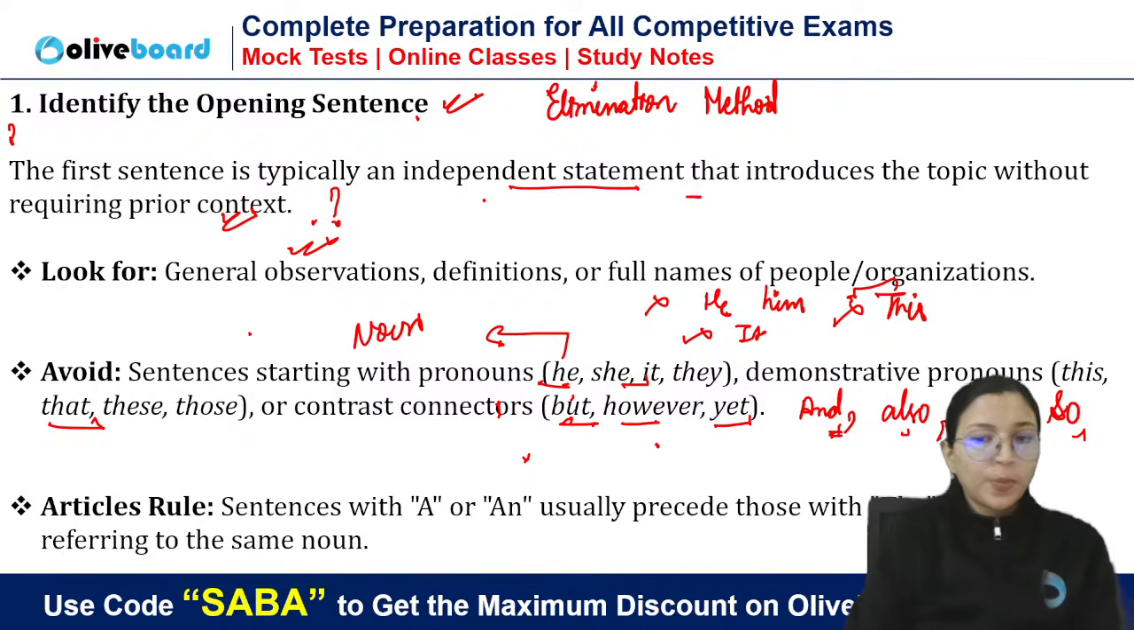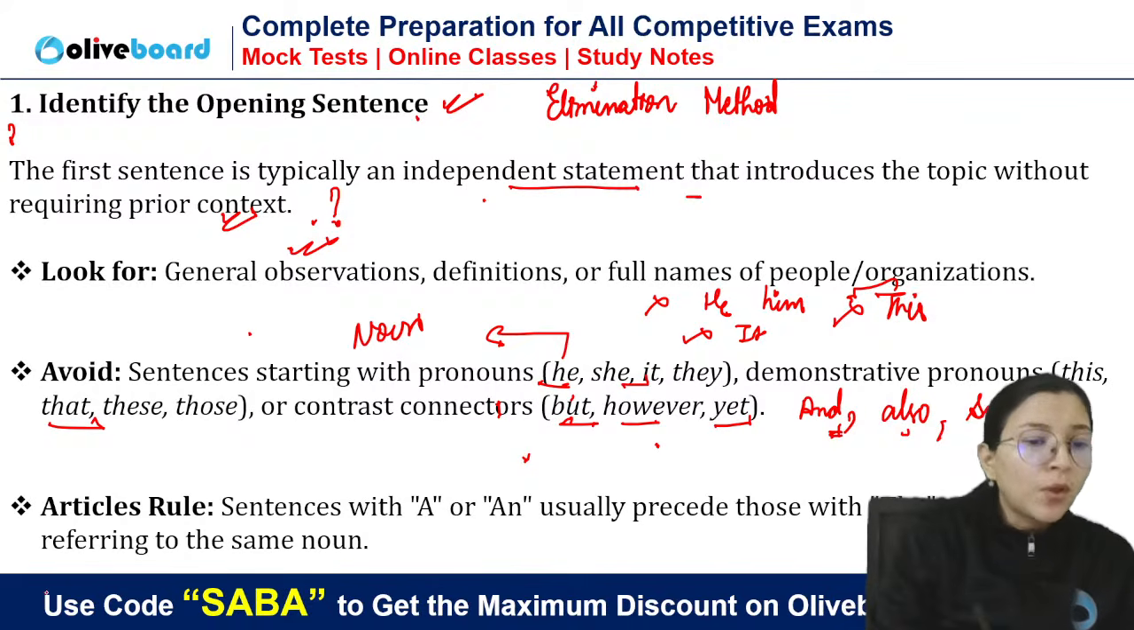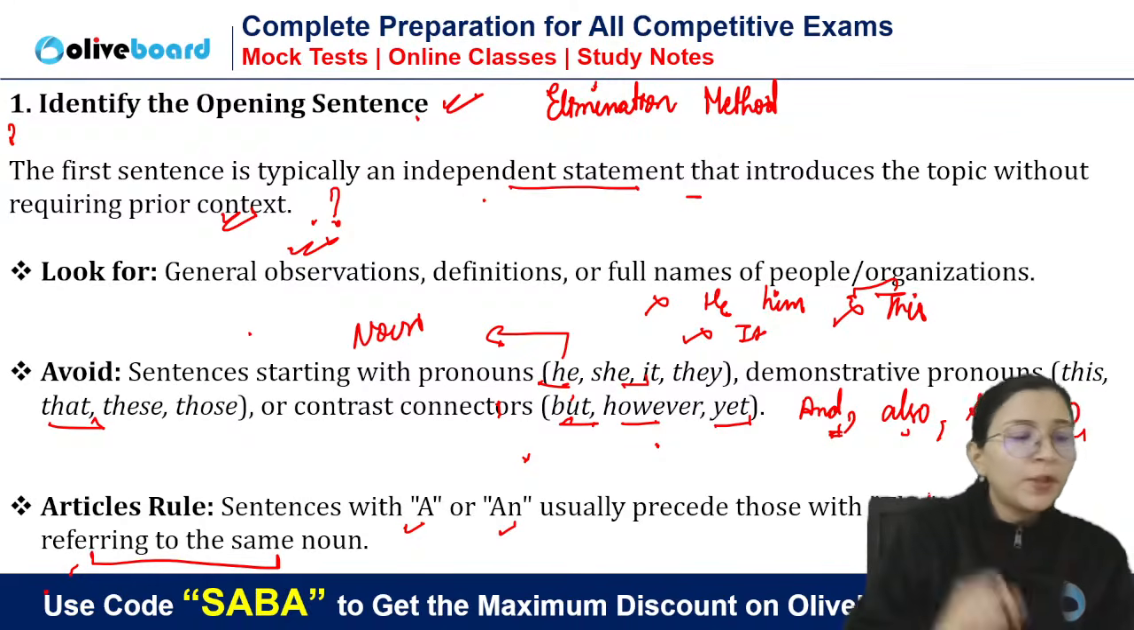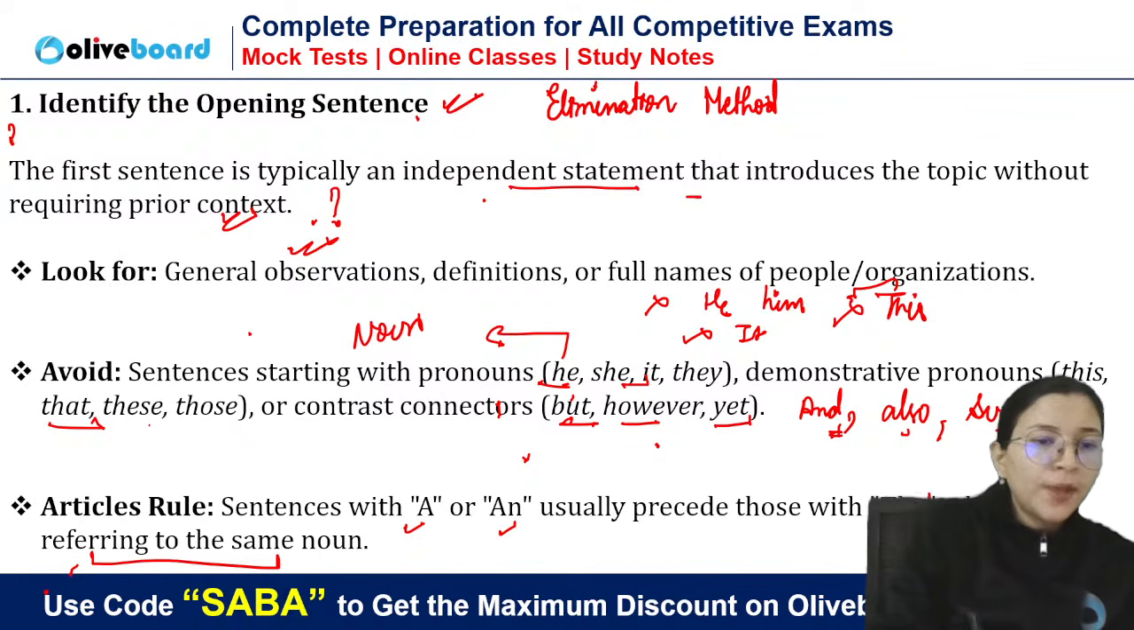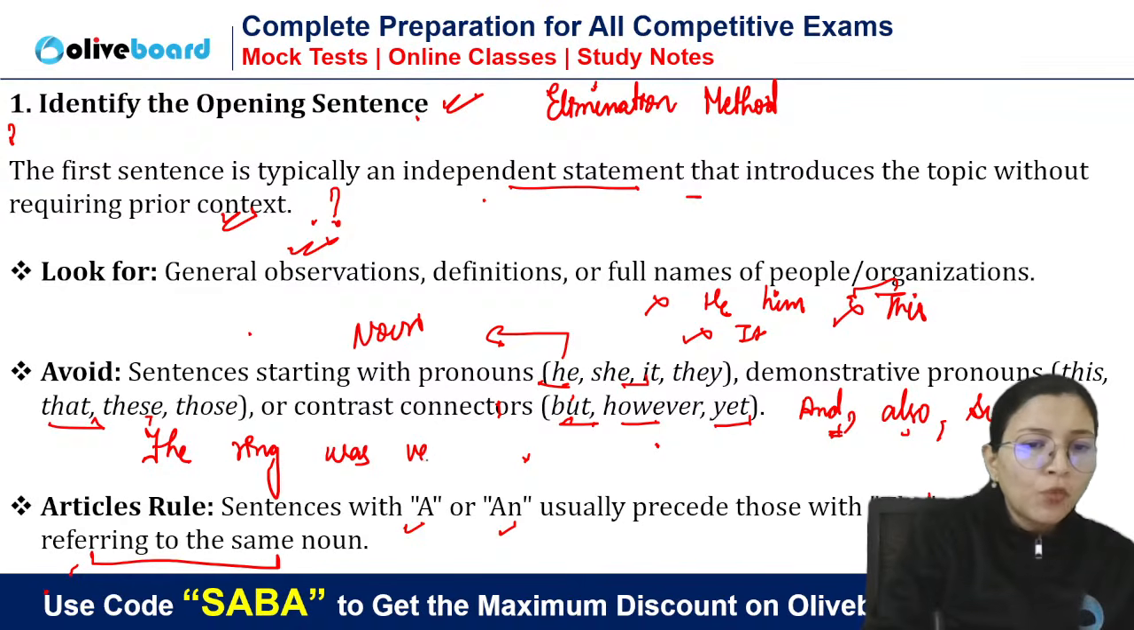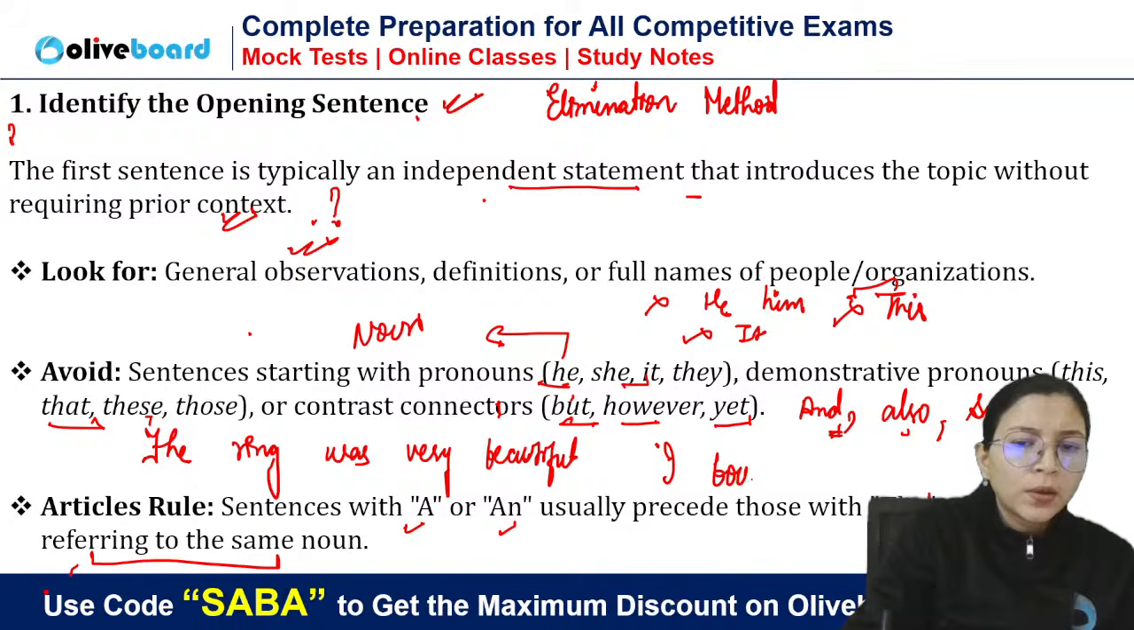Article rule is also very important. If for the same noun, a or an is given plus the is also given, which one will be first? If I say the ring was very expensive, the ring was very beautiful or expensive, and then I say I bought a diamond ring, which one will first come?